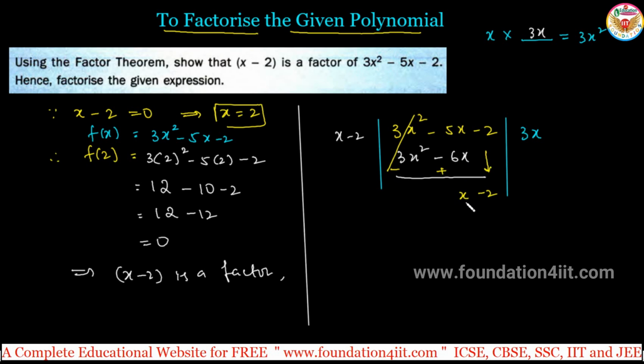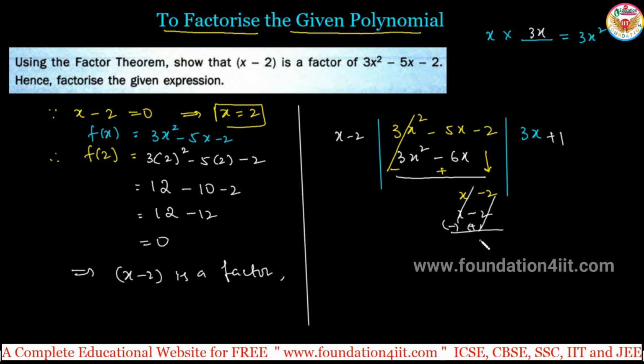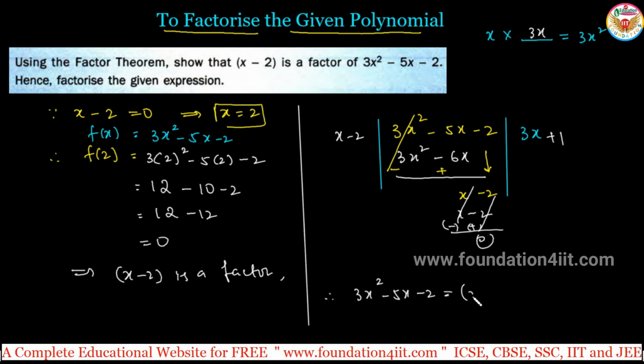First term into what term is first term? So plus 1. x into dash is x, so 1. Now take this 1 and multiply x minus 2. 1 into x is x. 1 into minus 2 is minus 2. So change the sign, cancel, 0. Remainder will be 0 but quotient is 3x plus 1. So 3x plus 1 is another factor. So therefore in 3x square minus 5x minus 2, x minus 2 is a factor. One more factor is 3x plus 1. Because this is a quadratic equation, we got only two factors.